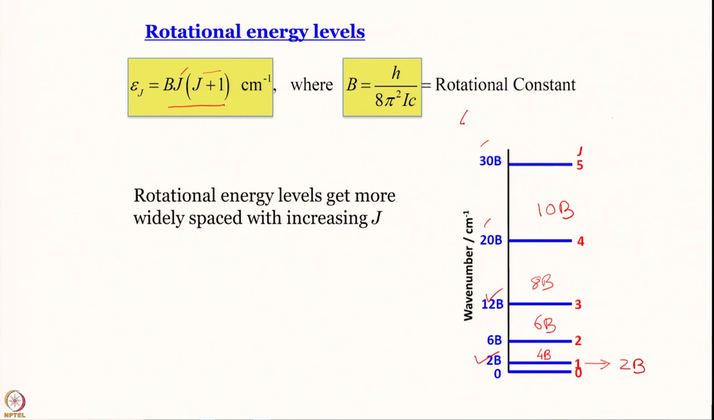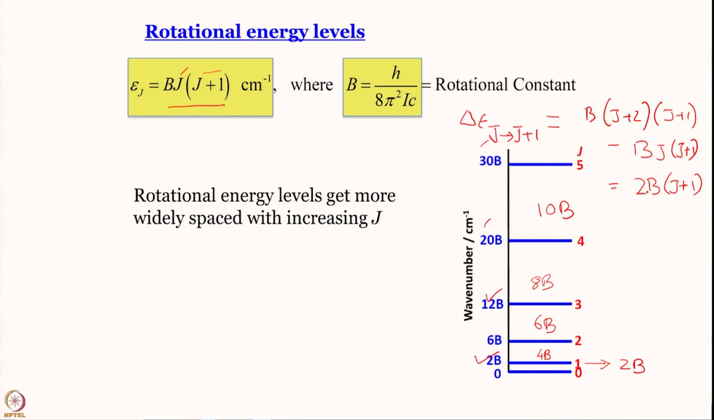Because what I am trying to work out is delta epsilon for, since I am a spectroscopist, I always write in terms of spectroscopy, J to J plus 1 transition, that turns out to be equal to what? You can work it out, B into, instead of J, I will write J plus 2, so J plus 1 becomes J plus 2 and J becomes J plus 1, minus B J into J plus 1. So, J plus 1 is common and inside the bracket you have J plus 2 minus J, so it is 2B into J plus 1. So, the energy gaps turn out to be 2B into J plus 1.